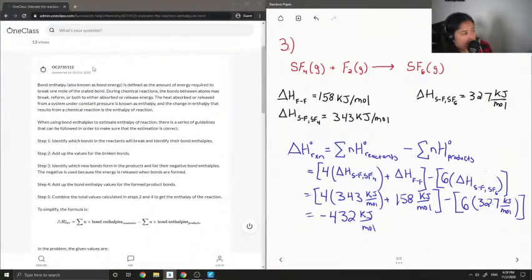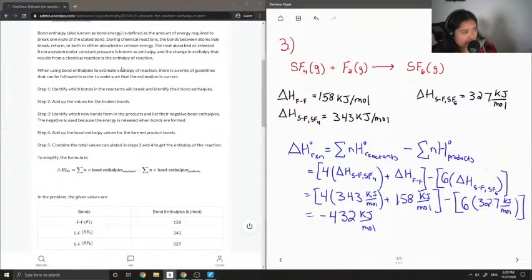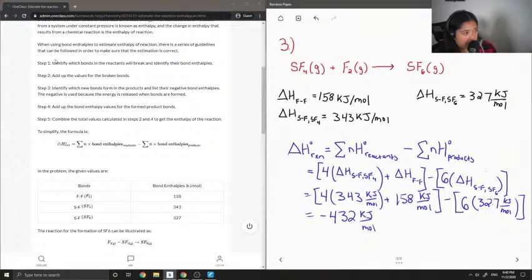So let's see the answer from our junior tutors. Bond enthalpy is defined as the amount of energy required to break 1 mole of the stated bond. During chemical reactions, the bond between atoms may break, reform, or both to either absorb or release energy. The heat absorbed or released from a system under constant pressure is known as enthalpy, and the change in enthalpy that results from a chemical reaction is the enthalpy of reaction. When using bond enthalpies to estimate enthalpy of reaction, there is a series of guidelines that can be followed in order to make sure that the estimation is correct.